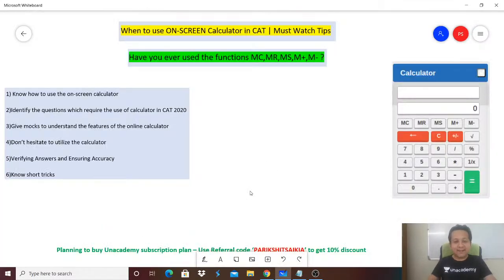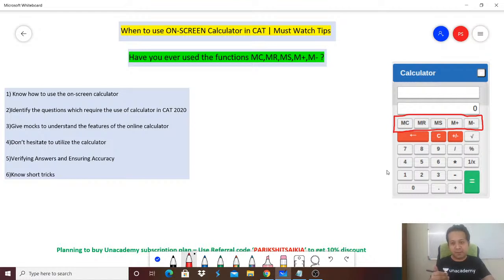Okay, so when to use the on-screen calculator is probably a dilemma many of you often face. Do I do the calculations mentally, orally, quickly myself, or should I use the calculator? And even if you decide to use the calculator, do you know all these functionalities? The most important ones, which a lot of you would not be knowing, are MC, MR, MS, M plus, and M minus. You should definitely try out these functionalities before your CAT. And today I'm going to talk about these functionalities and how to use them.